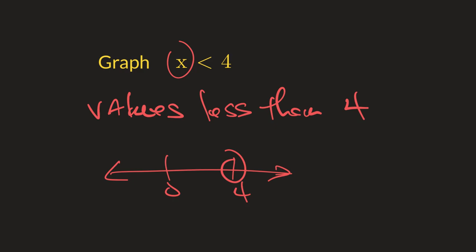Okay? Which direction would you need to travel on this number line to find values that are less than 4? To the left. Arrow to the left, indicating that you're going to go that way forever. Every number from 4, but not including 4, back to the left is going to be a solution for this inequality. It would make a true statement. And that solution set is now graphed.